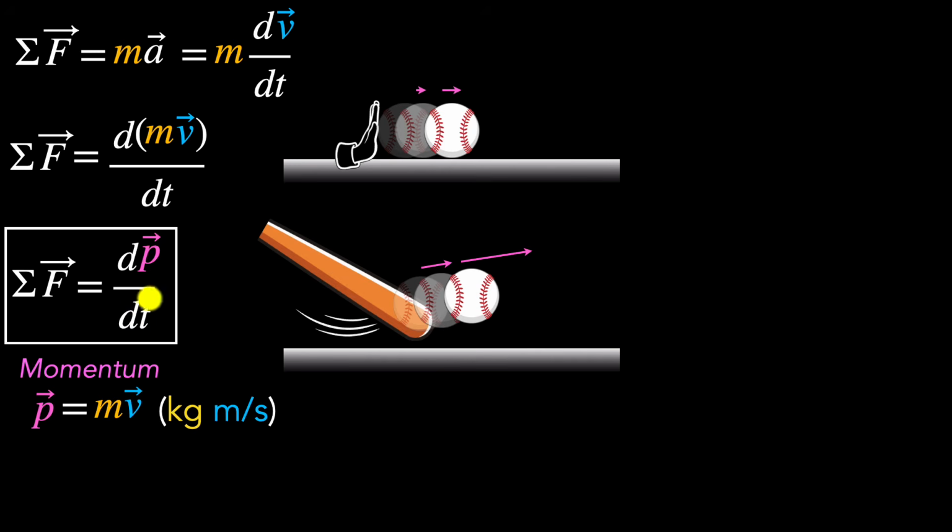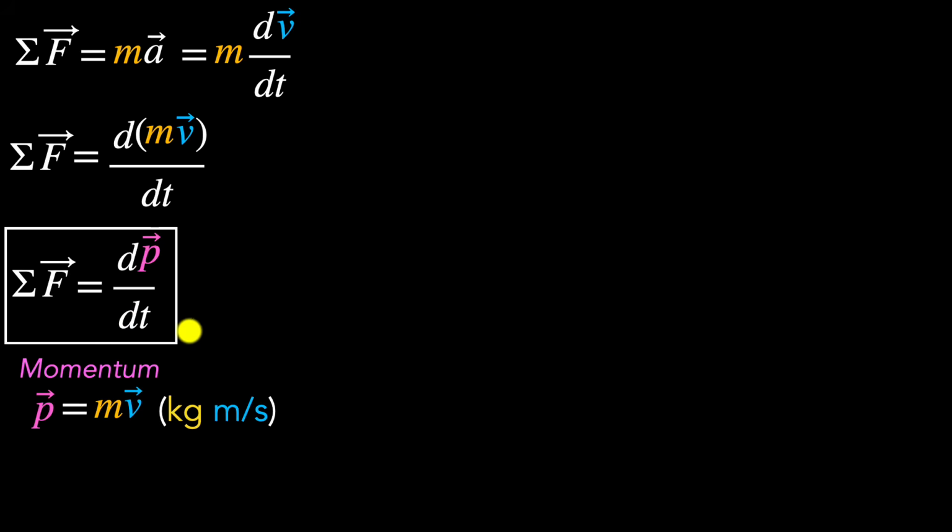Is there a way we can write the same equation in an integral form? Yeah, let's try and do that. How would we go about doing that? Well, first of all, we can multiply both sides by dt. So I would get net force times dt equals dp, right?